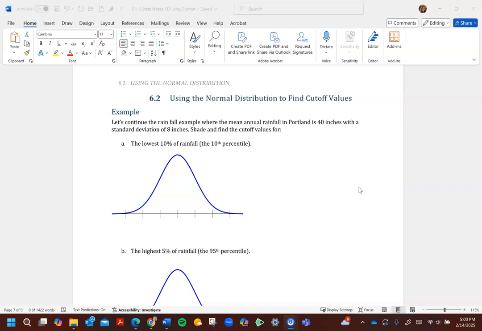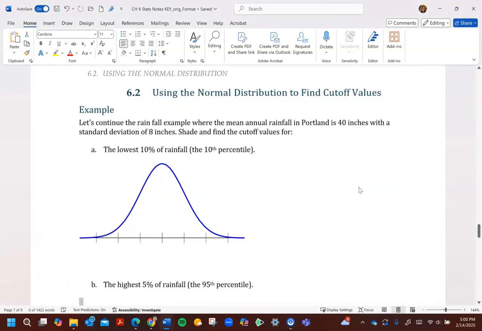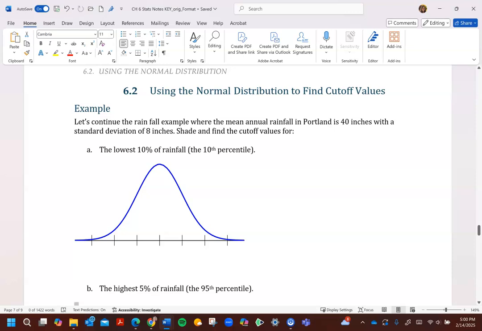In this video, we're going to continue on with our Portland data of rainfall. The mean annual rainfall is 40 inches with a standard deviation of 8 inches. Shade and find the cutoff values. Part A is the lowest 10% of rainfall, and we could call that the 10th percentile. So I'm just going to shade down here in this tail, and this is 10%.